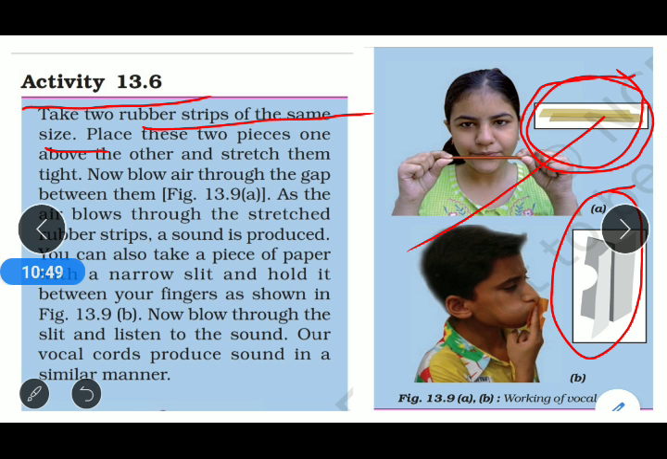So from that activity we can easily understand how the air passes through the vocal cord and how the vocal cord vibrates, and those vibrations are turned into sound. That is the basic functioning of the vocal cord.